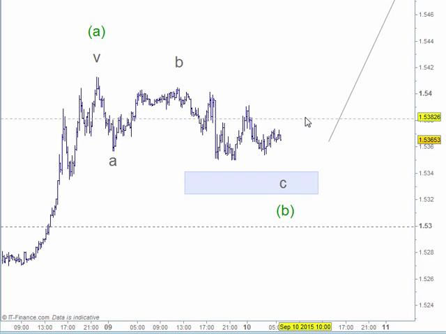Basically we're looking at it to come into this box here, but obviously it's got good support here from these previous lows. But anyway, it's looking a bit corrective here.